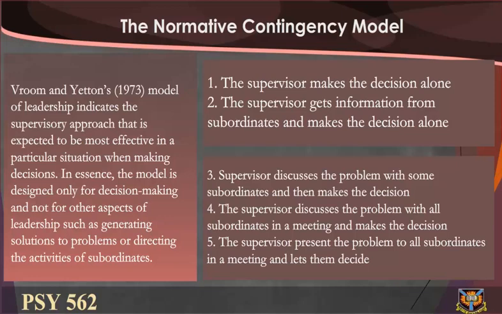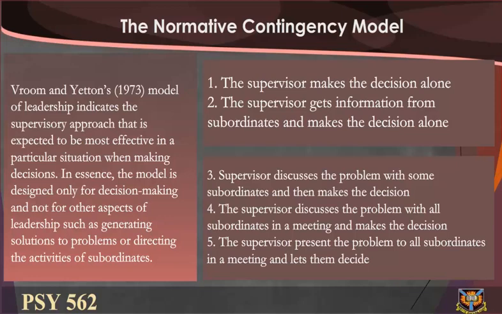The normative contingency model. Vroom and Yetton's 1973 model of leadership indicates the supervisory approach that is expected to be most effective in a particular situation when making decisions. In essence, the model is designed only for decision making and not for other aspects of leadership, such as generating solutions to problems or directing the activities of subordinates.